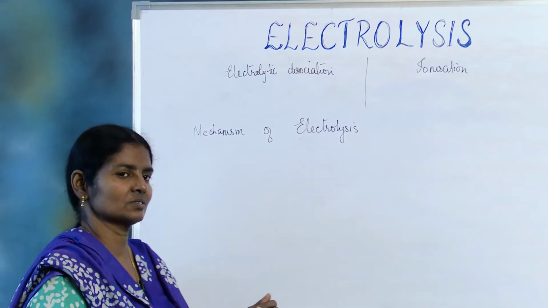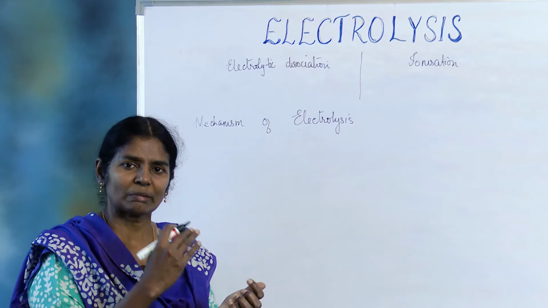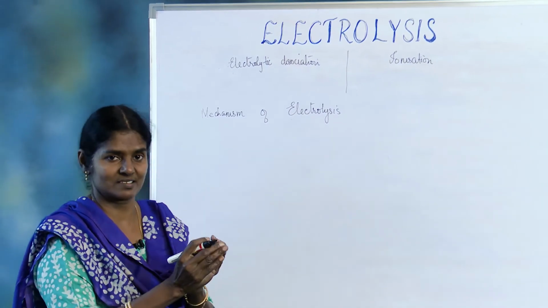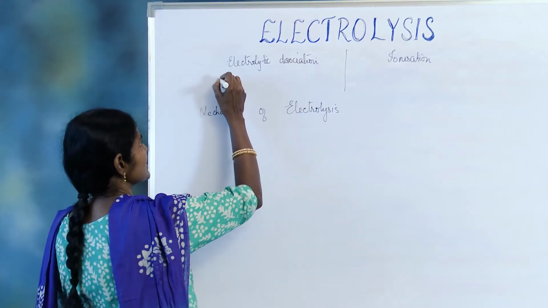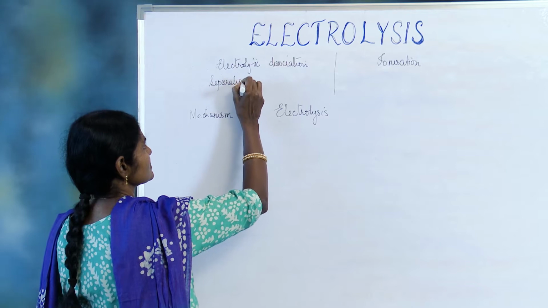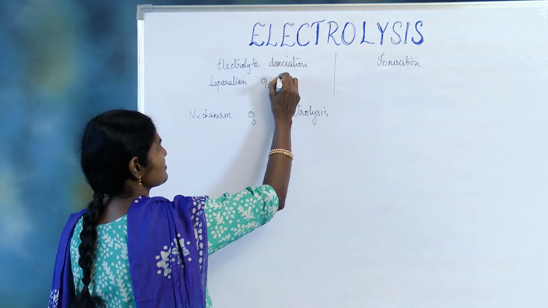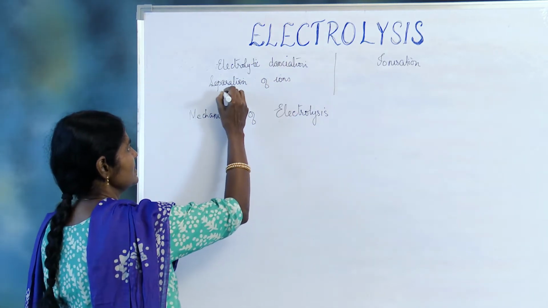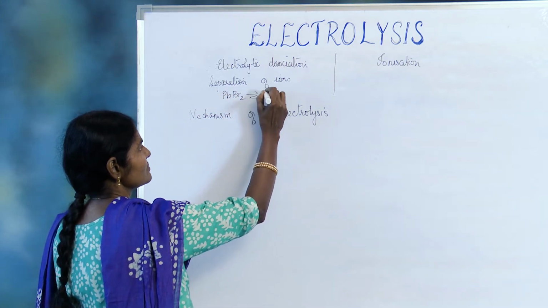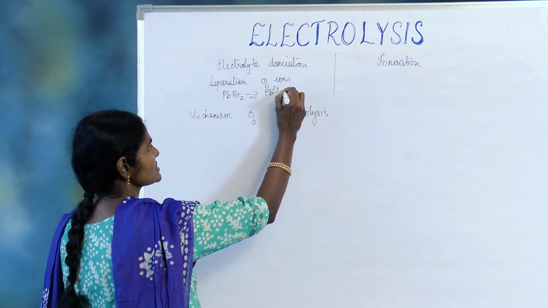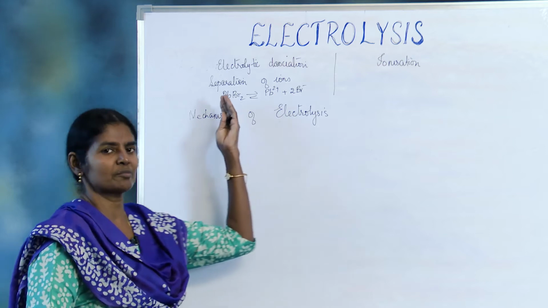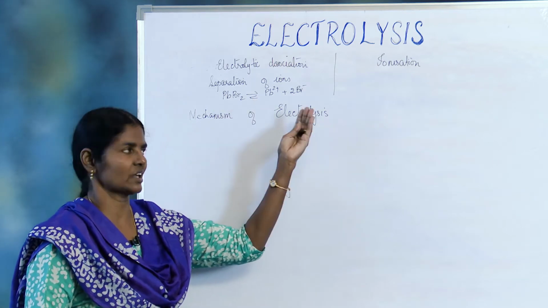Electrolytic dissociation. See, when do you break a thing? It's already intact. It's already present. So here what we are doing is only separation of ions. For example, if you take lead bromide, it will break down into lead ions and bromide ions. So it's already present as ions and we're just breaking it.